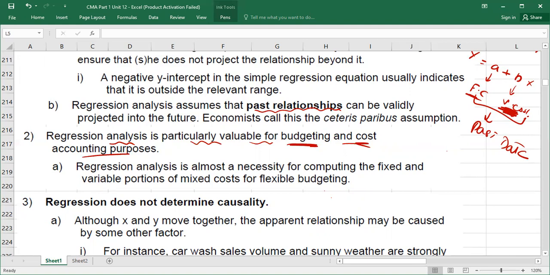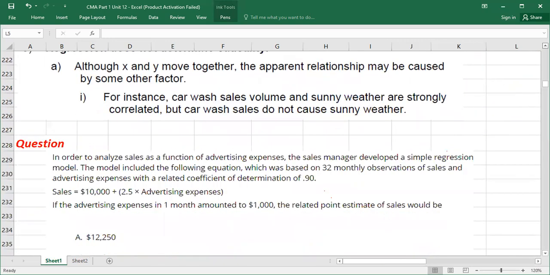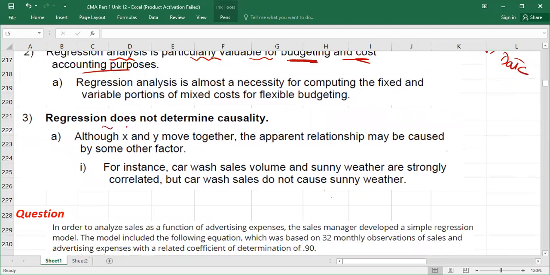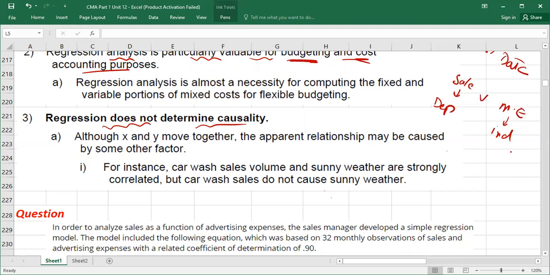The third assumption of this topic is regression does not determine causality. Causality means, say, non-recurring items. Let me give you an example. For example, sales versus marketing expense, in which sales is the dependent variable and marketing is the independent variable. And under regression, what do we assume?